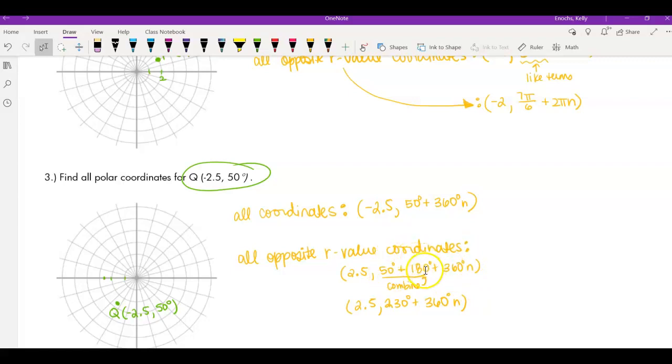Notice the 50 and the 180 both have no n on them, so I need to combine those and start at 230 degrees and then go around infinitely many circles. If I started here at 2.5, you can envision too that it would take me 230 degrees to get to that point Q, and then I would go around and around for each of those circles.